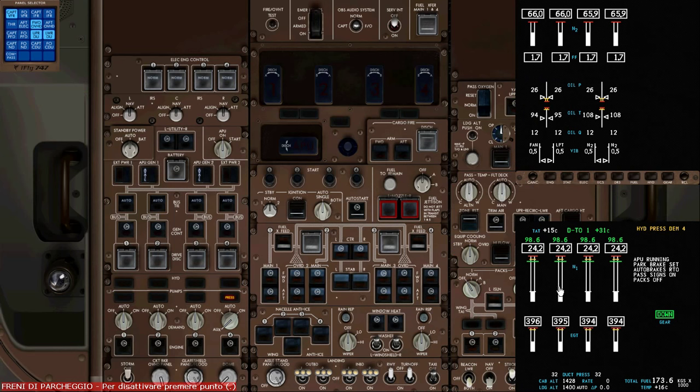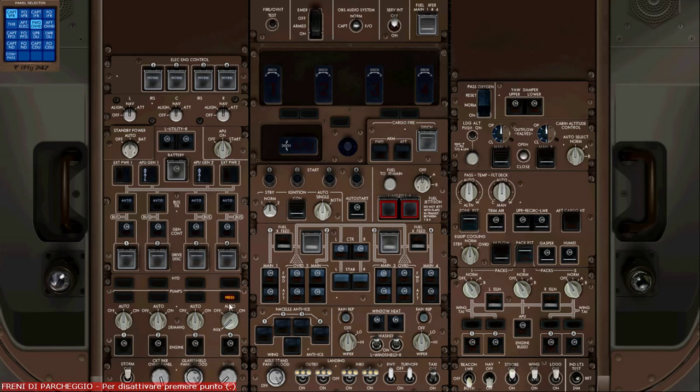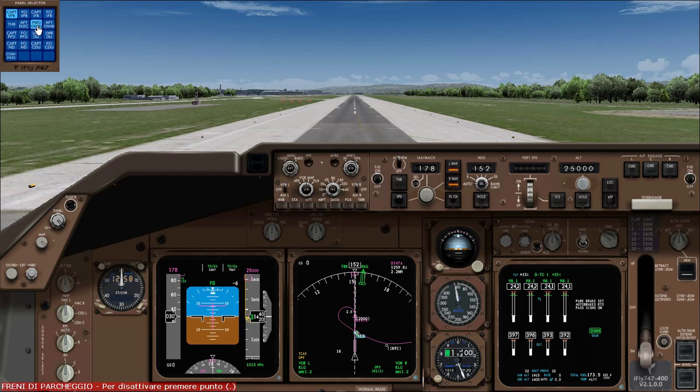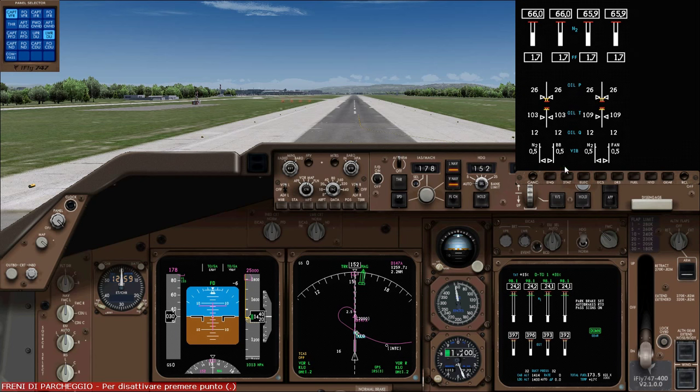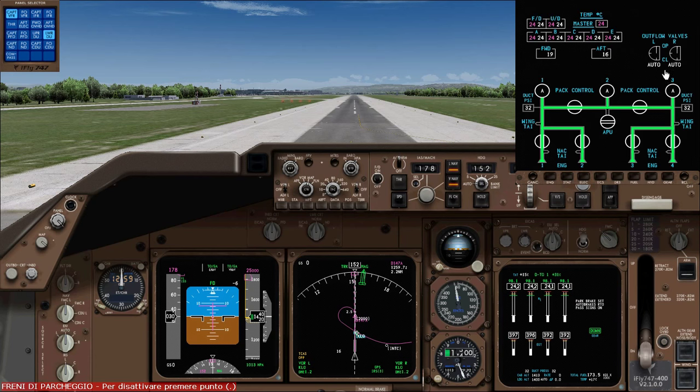So we can go now to the overhead panel and set everything for after start checks. And three points after time 8. We don't need APU anymore. And then of course we can select the strobe lights and any lights for the departure. Everything is good on the overhead panel, as you can see the outflow valves are fully open because of course we didn't take off yet. And you will see that they keep open up to the point we actually start, and then the rate will be adjusted.